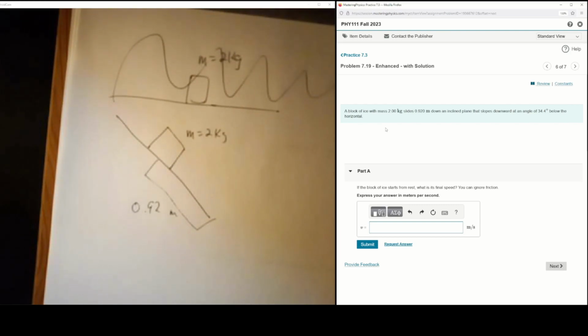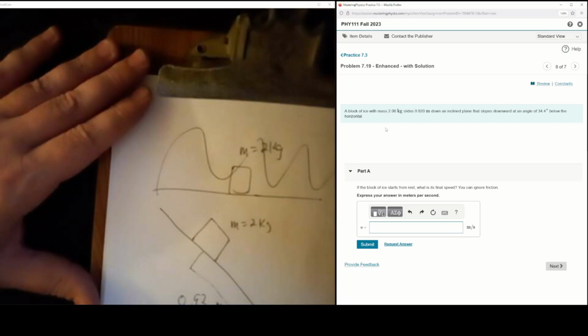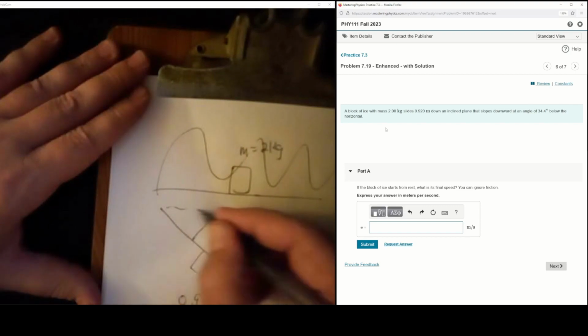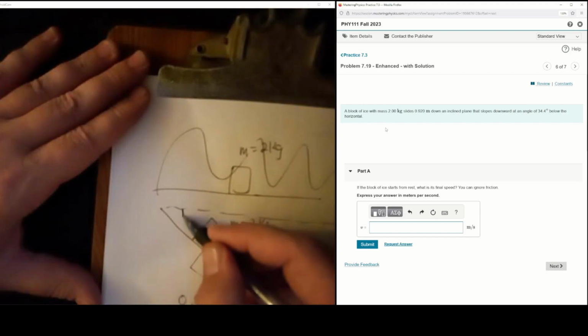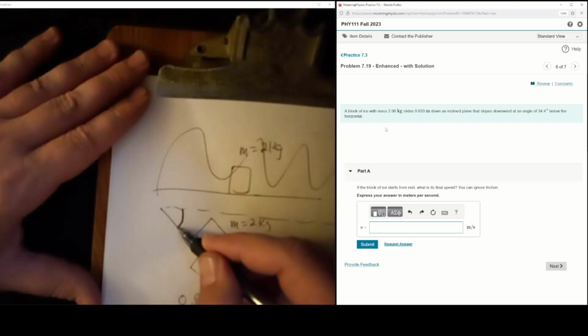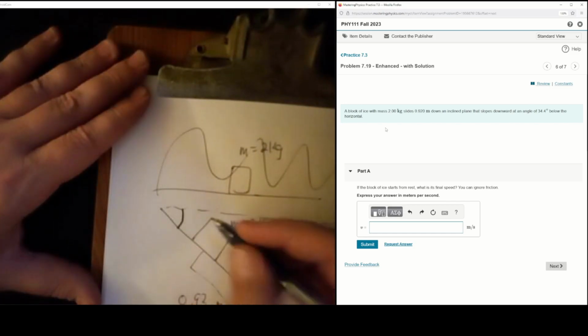And the slope slopes downward at an angle of 34.4 below the horizon. So usually they give us the one that's above the horizon. Above the horizon means I would draw my angle here, but they're saying below the horizon. So here's the horizon and here's below the horizon. And that is 34.4.